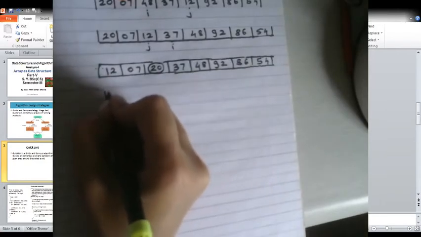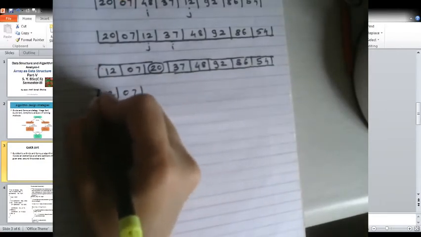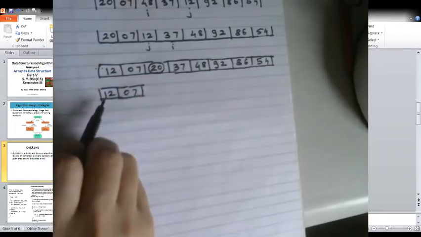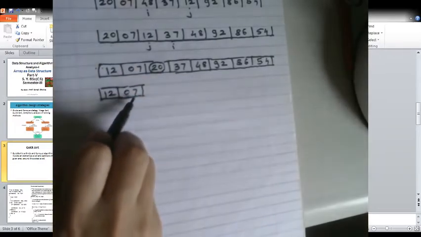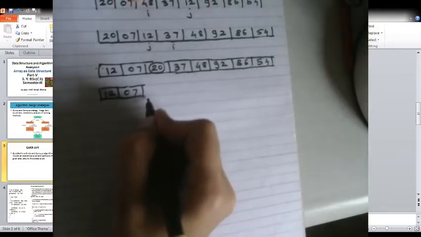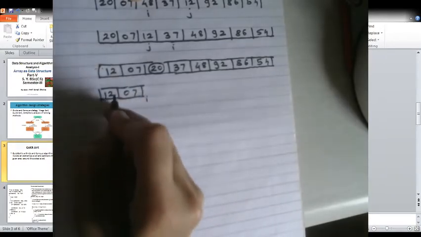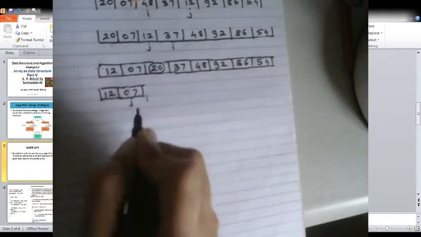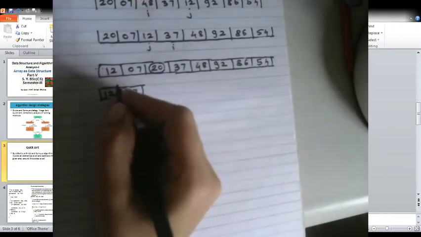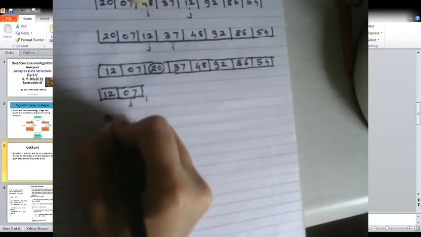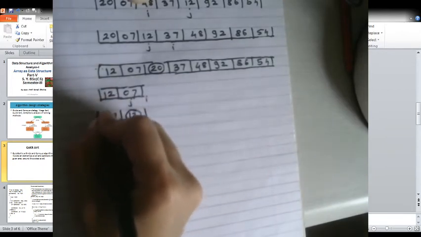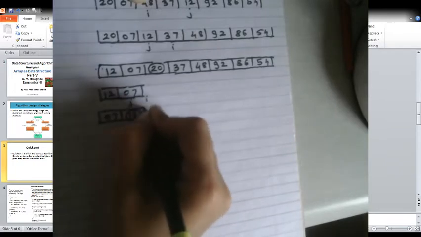Consider only this part, 12 and 7. This first part follows the divide and conquer strategy. Again consider the first as pivot. Find the element greater than 12: there is none. Find the element less than 12: here it is 7. So swap it with your pivot point. Here is your 7 and this is 12, the pivot point. So this 12 is a partition point.